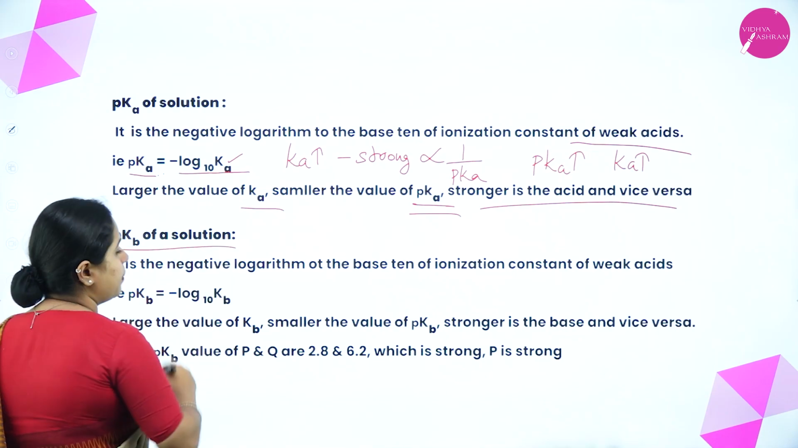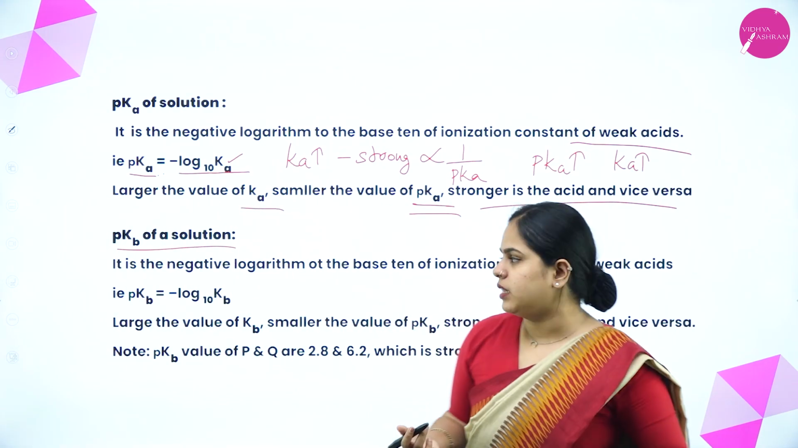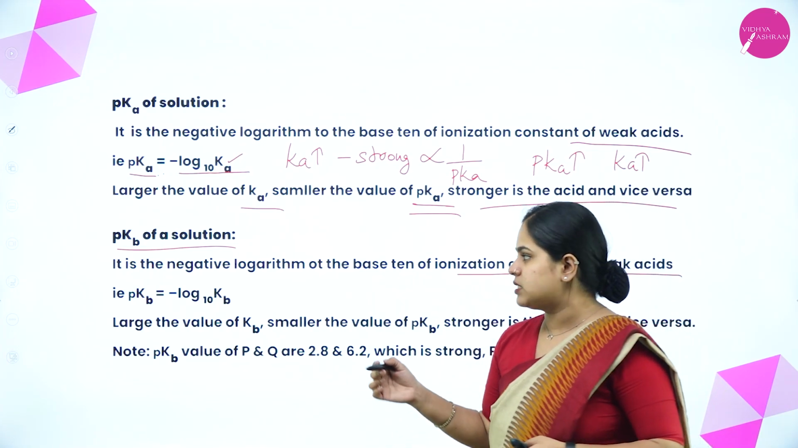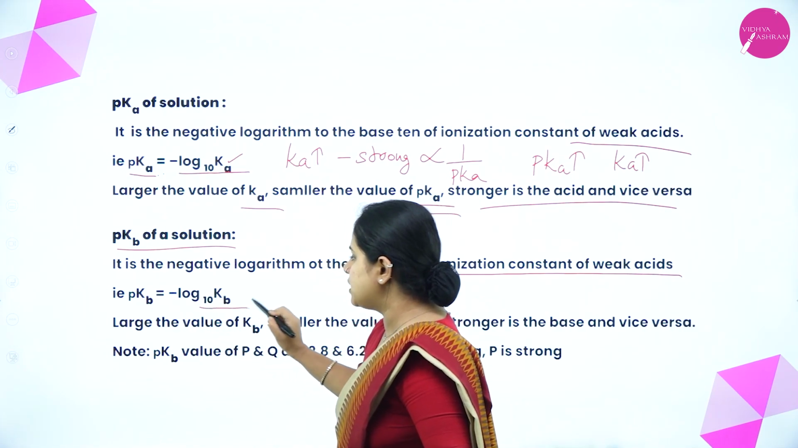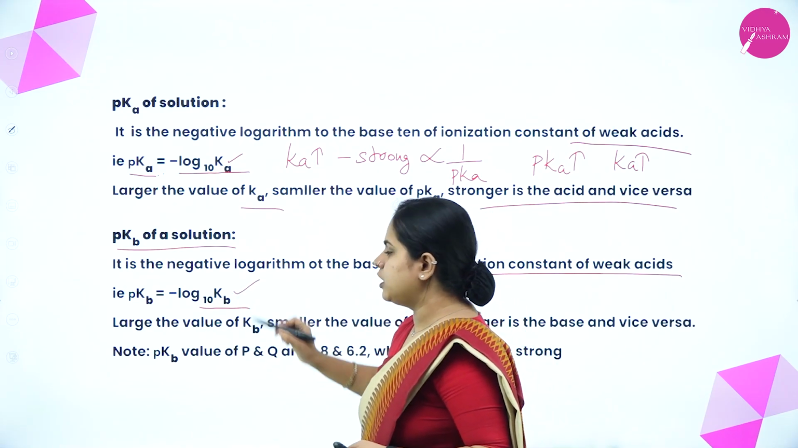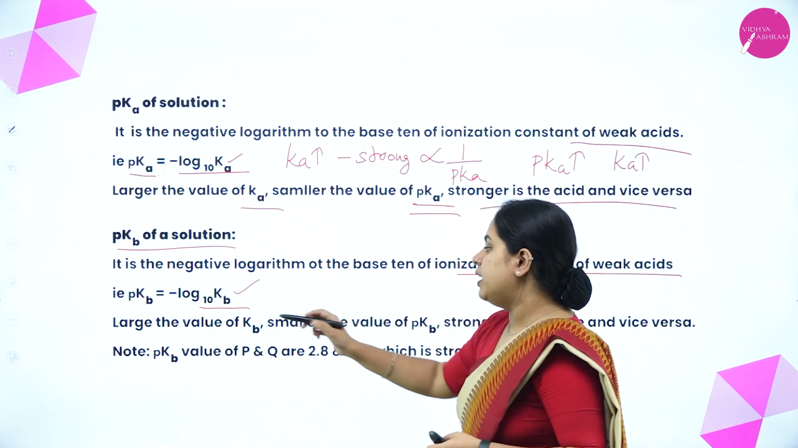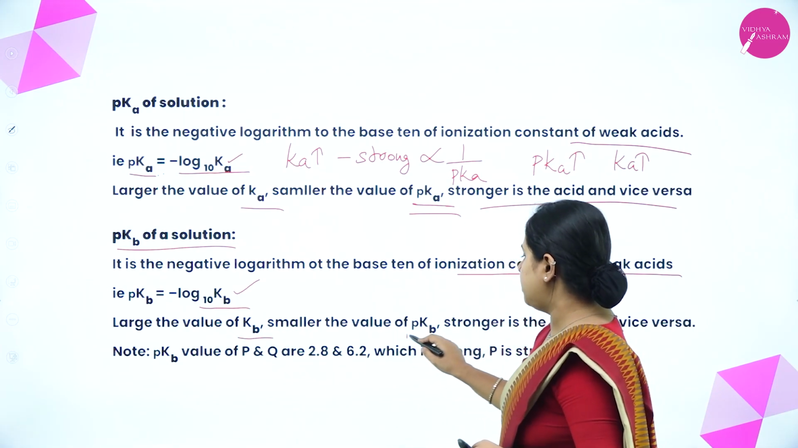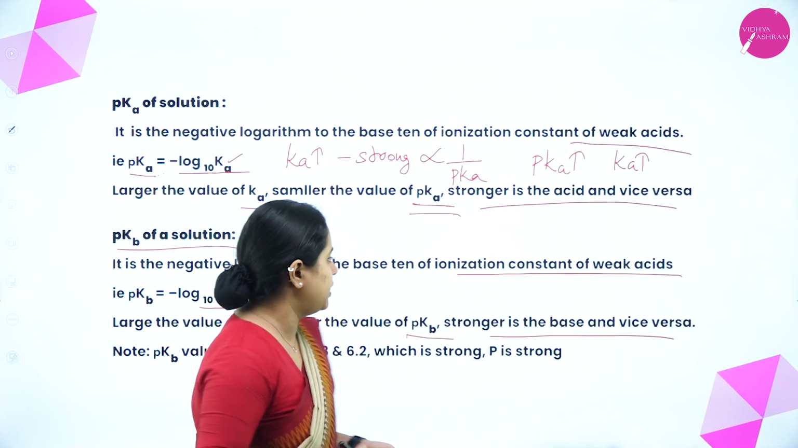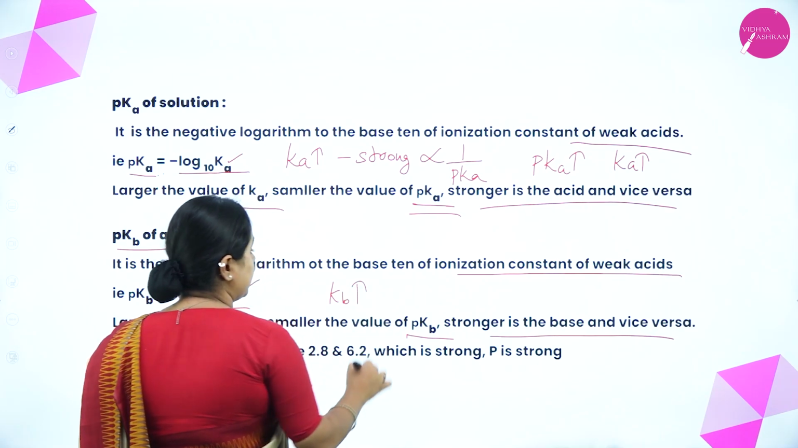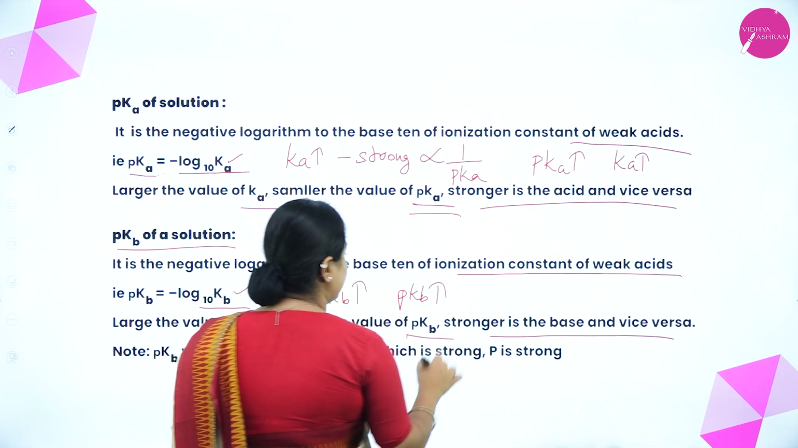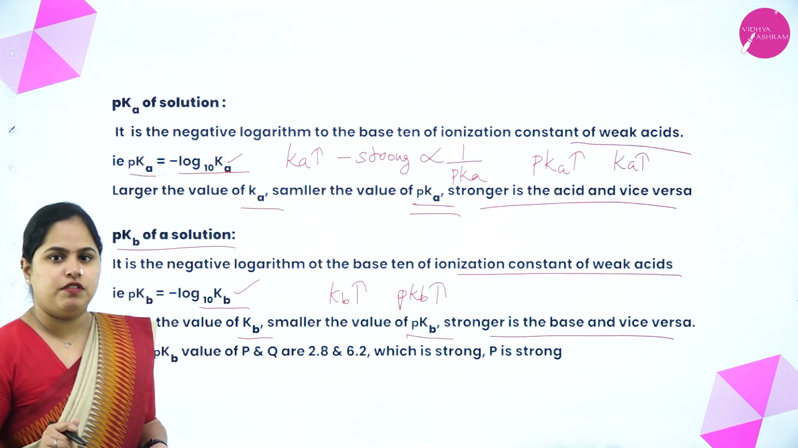Now moving on to pKb of a solution. What will be pKb then? It is the negative logarithm to the base 10 of the ionization constant of a weak base. That is, pKb is equal to minus log base 10 of Kb. It's the same format we are writing here also. Okay. So Kb is the ionization constant of a weak base. Now, the larger the value of Kb, the smaller will be the value of pKb, and stronger will be the base, and vice versa. That means when the Kb value is high, you can say that the base is strong, and when the pKb value is high, you can say that the strength of the base is very weak. It's a weak base.